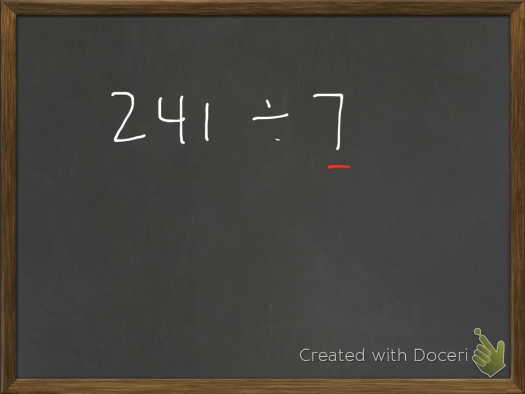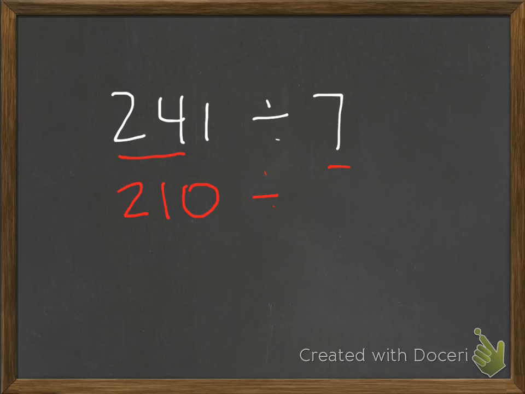We're going to take a look at this 7, and we're going to think of multiples of 7 that are close to that 24. If I think of my multiples of 7, I think 7, 14, 21, 28. 21 is going to be the closest multiple of 7 to 24. So what I'm going to do is I'm going to write that down. I'm going to really round it to 210.